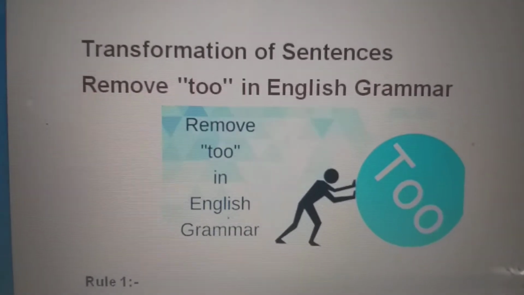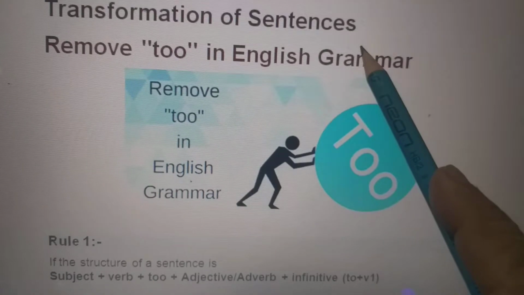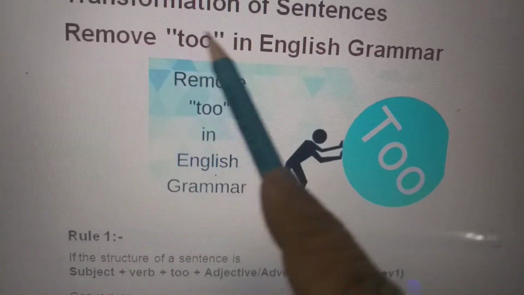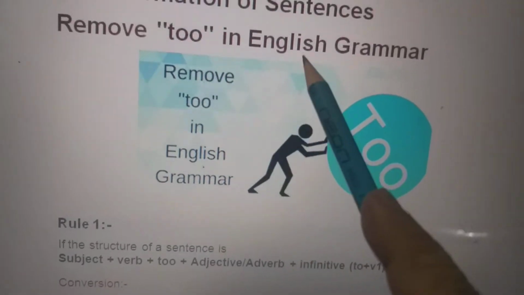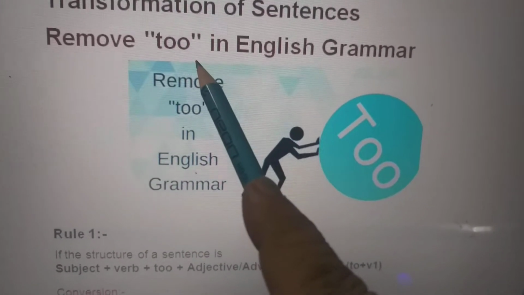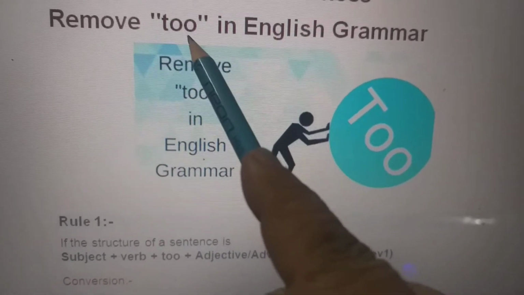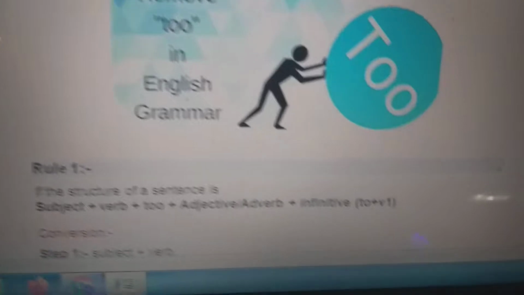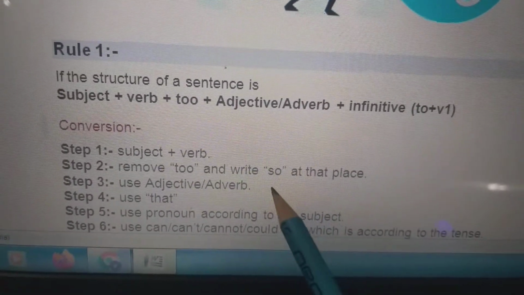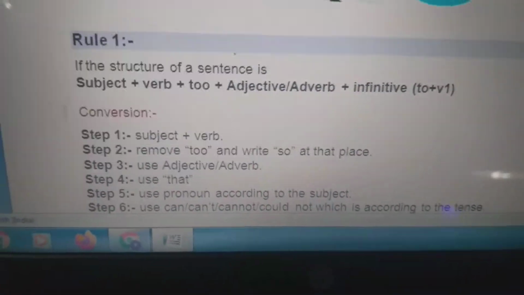Students, today we are going to do transformation of sentences. We are going to do the first part of it, that is to remove "to" in English grammar. That means when there is "to" in the sentence, how we convert it, how we change "to". Instead of that "to", we write "so". In place of "to", we remove "to" and write "so".